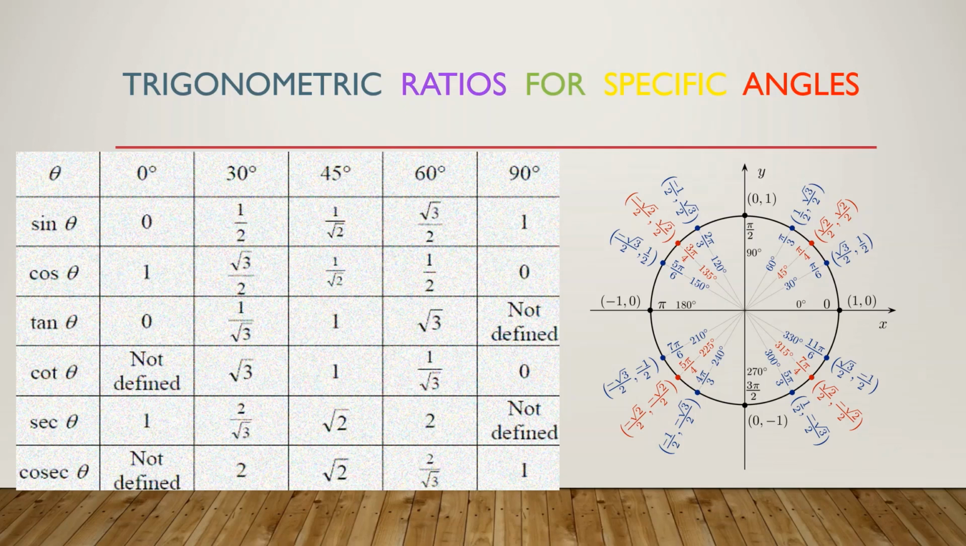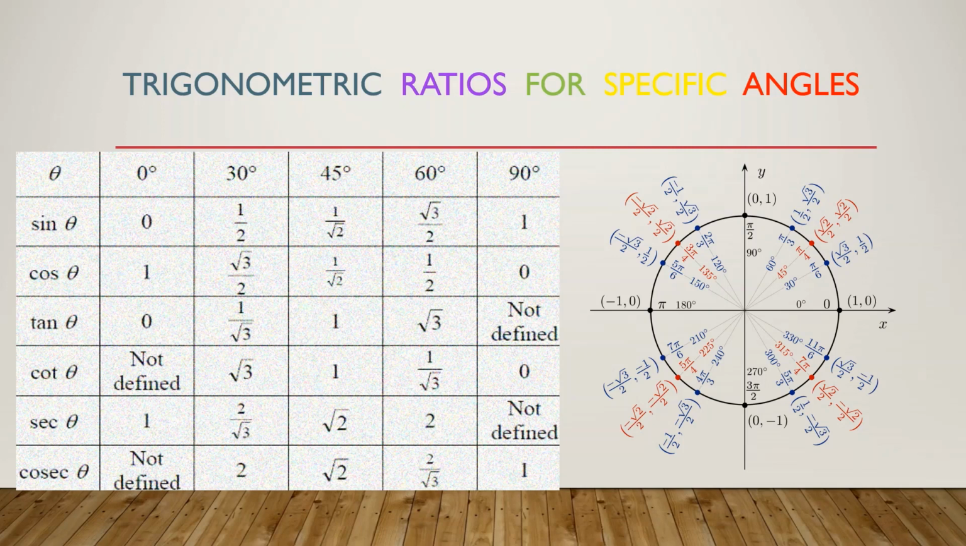Similarly, for the reciprocals, cot theta is equal to 1 by tan theta. So, cot 0 degrees is 1 by 0, that is not defined. Cot 30 degrees is 1 divided by 1 by root 3, which gives us root 3. Cot 45 degrees is 1 by 1, which is 1. Cot 60 degrees is 1 by root 3. Cot 90 degrees is 1 by infinity, that is 0.